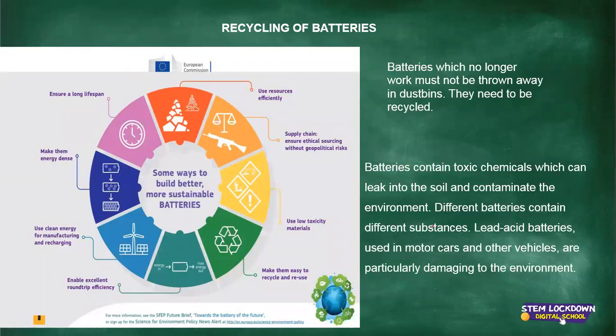And different batteries contain different substances, such as lead acid batteries used in motor cars. And this is particularly damaging to the environment. So we need to be sustainable and we need to dispose of batteries in the proper way. And then some ways to save our environment is to, when you're buying batteries, buy batteries that have a longer lifespan.